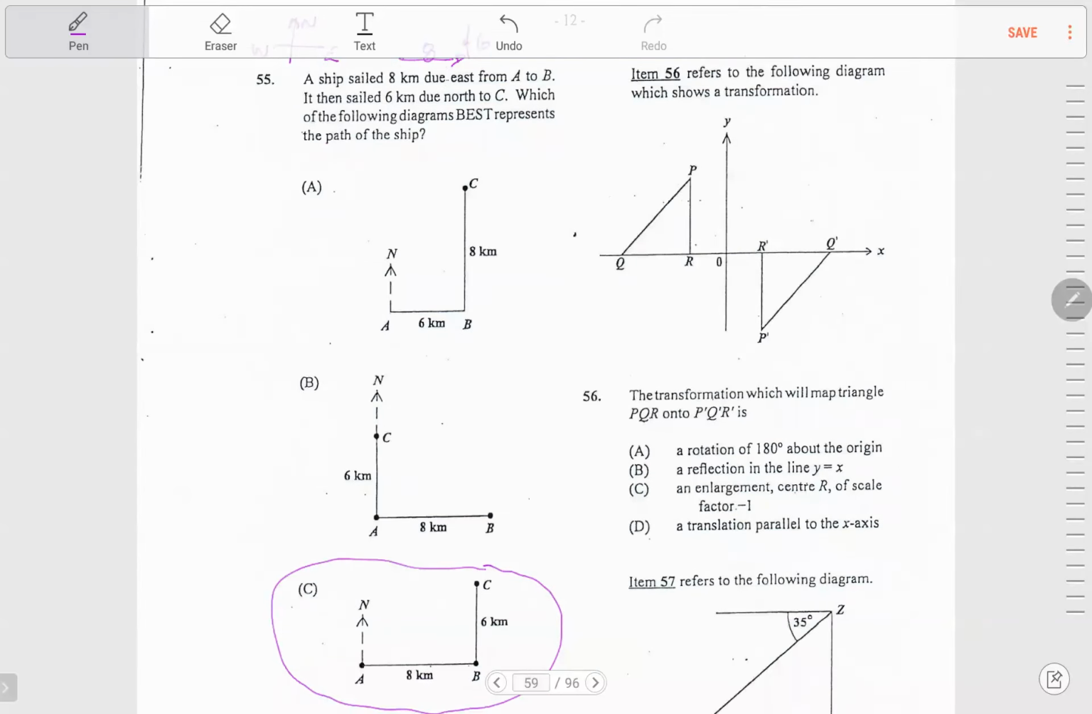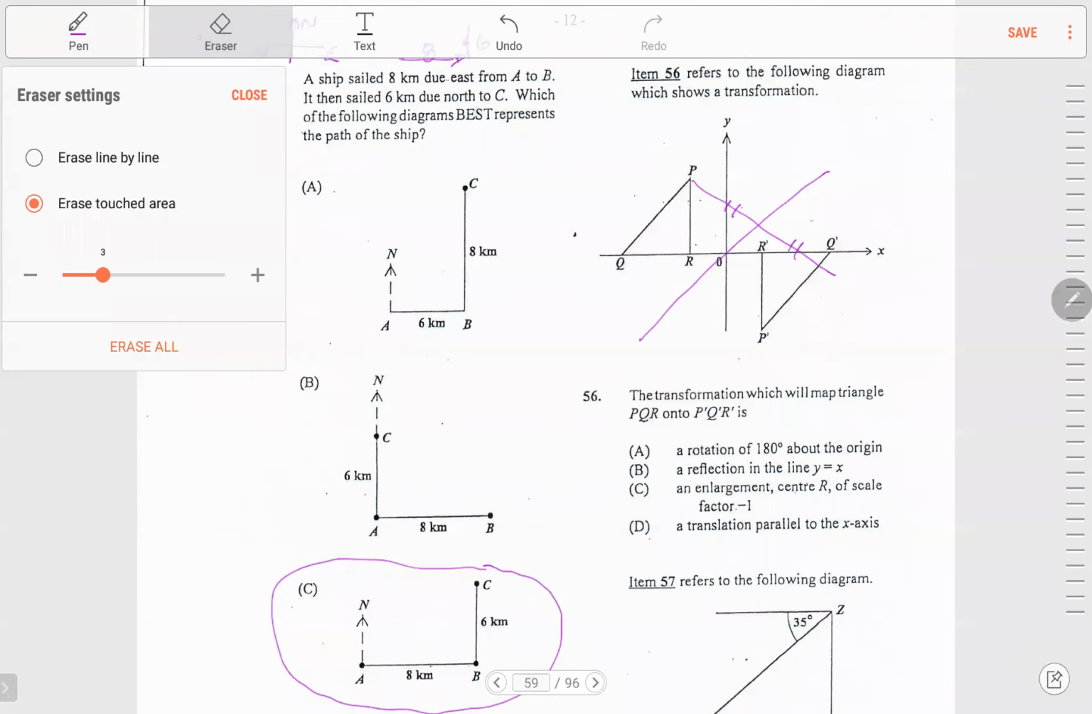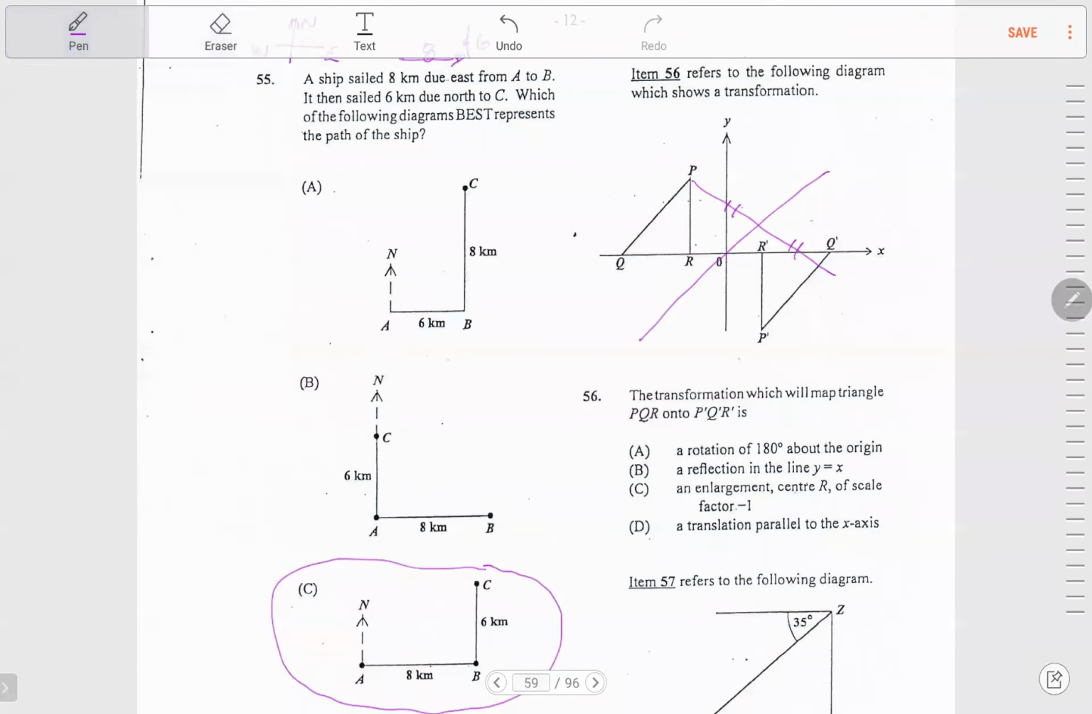All right. So it says a 180-degree rotation about the origin. Looks like that to me. Reflection in the line y equals x, no, because with a reflection in the line y equals x, this point would come down here, where this distance and this distance is the same. So you can use a process of elimination, right? So it's not this one.